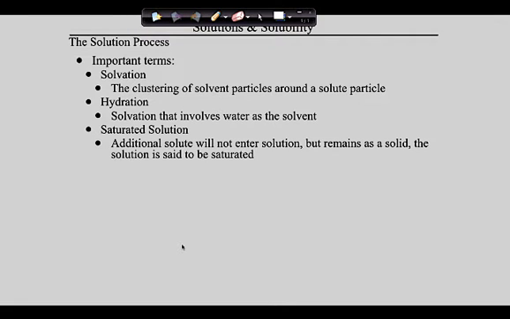So guys, a saturated solution is a solution in which the addition of additional solute will not enter solution, but it will remain as a solid. So if you're making salt water, and if you're adding salt to the water, eventually you get to the point where it can't be any more salty. And the addition of extra salt will not dissolve. It simply falls to the bottom. That solution is understood to be what's called saturated.